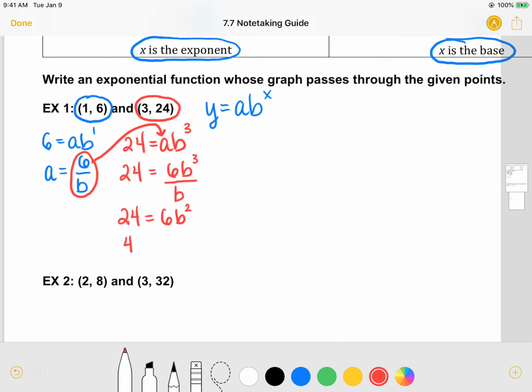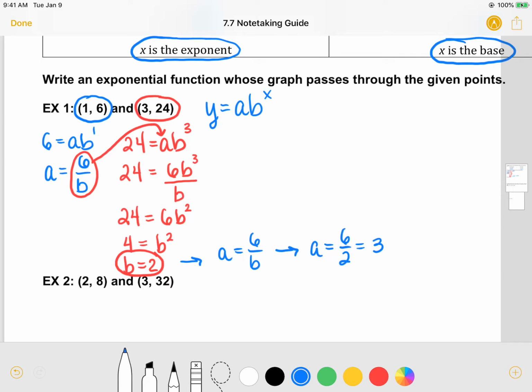Now, once we've found b, we're going to substitute it into our equation for a. So we know that a is equal to 6 over b, and now we know b is 2. So that means that a is equal to 6 over 2, which is 3. So a is the value 3. So the last thing we do is we plug in our two values for a and b, and write the function.